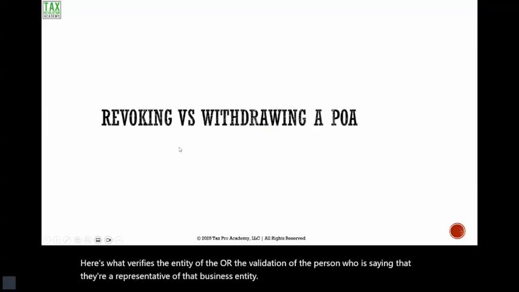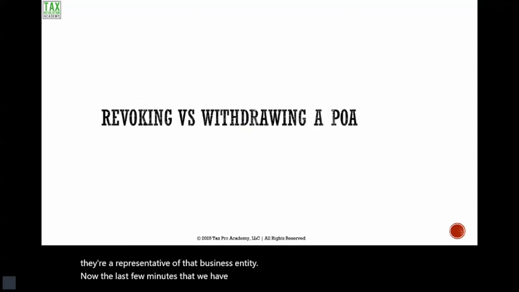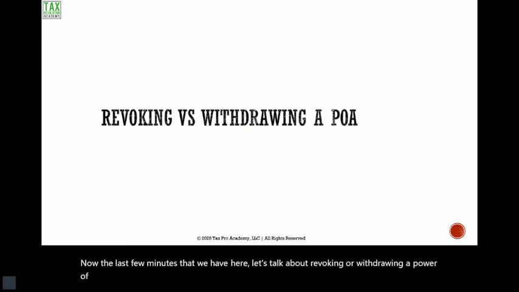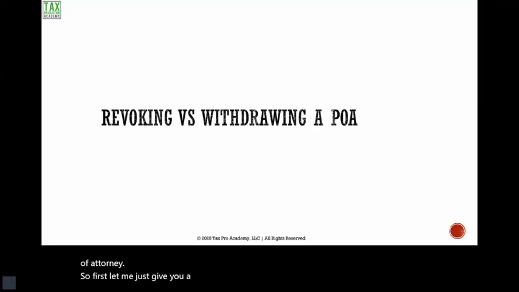Now, in the last few minutes that we have here, let's talk about revoking or withdrawing a power of attorney. So, first, let me just give you a brief definition.